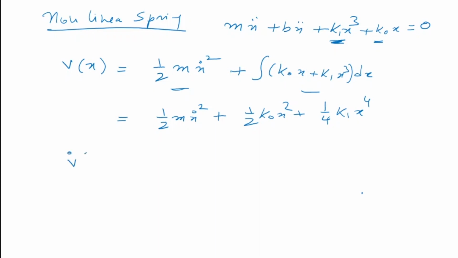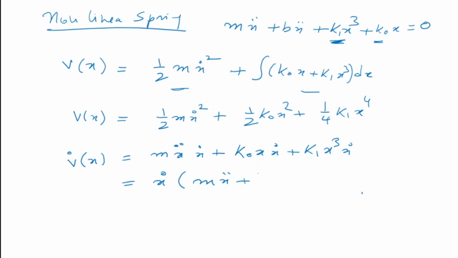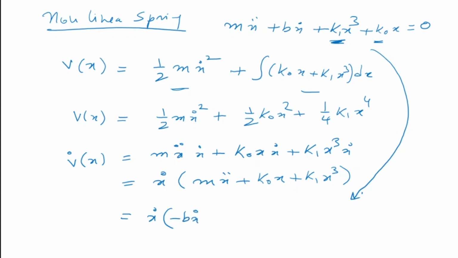Now if I take the derivative of this, V dot of x, it is equal to m x double dot x dot plus k naught x x dot plus k1 x cubed x dot. If I take x dot out, this becomes x dot times (m x double dot plus k naught x plus k1 x cubed). Now from this equation, I can replace this full term by minus b into x dot. So this becomes equal to minus b into x dot squared.